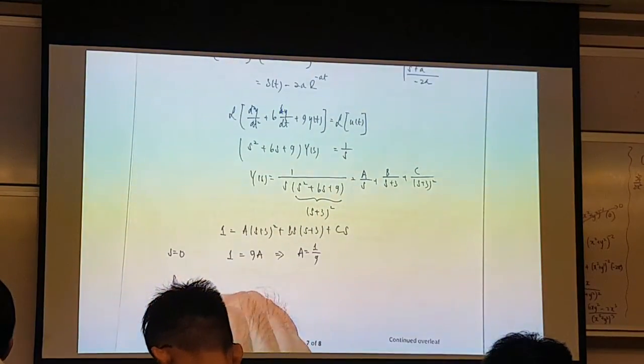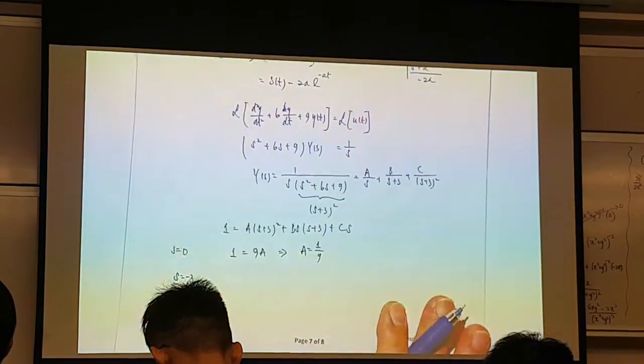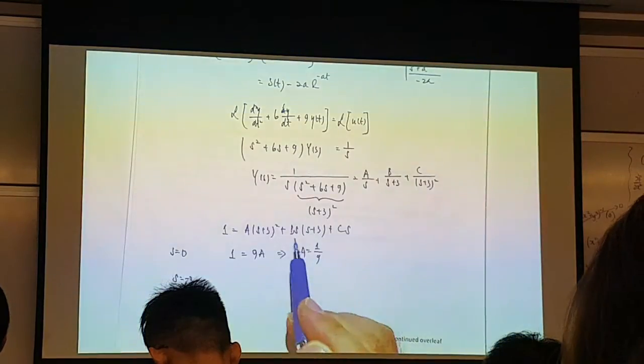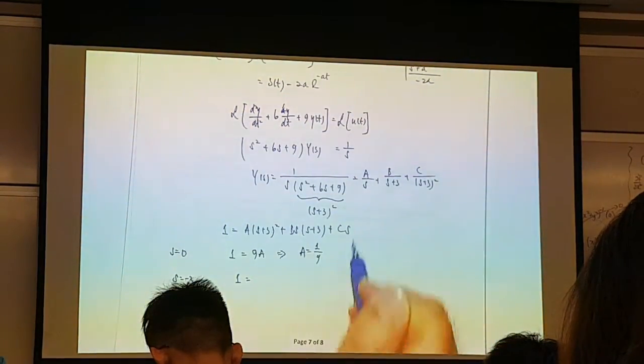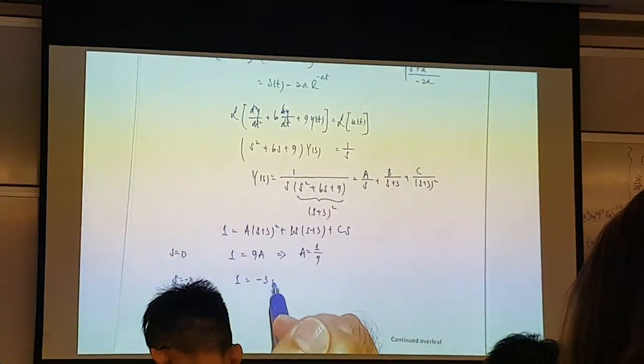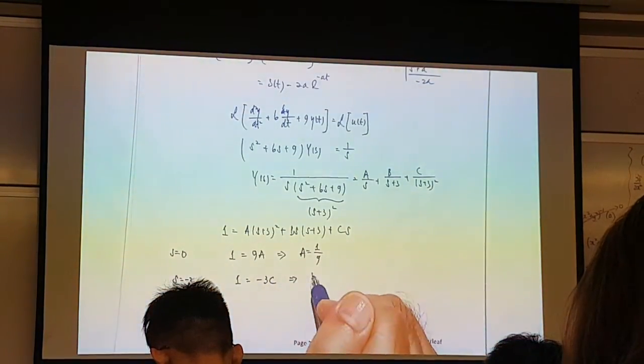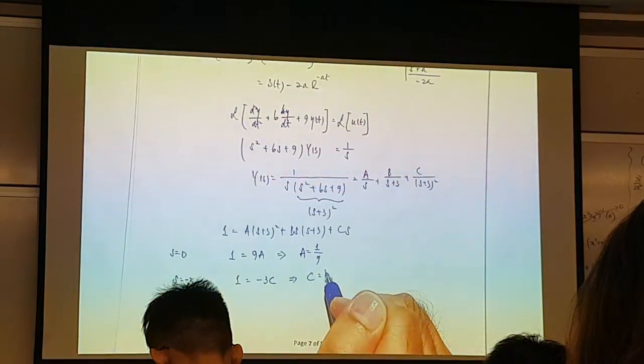And then when you have s equal to minus 3, the two terms will basically drop off. So you have 1 equal to minus 3C. As a result, C is equal to minus 1/3.